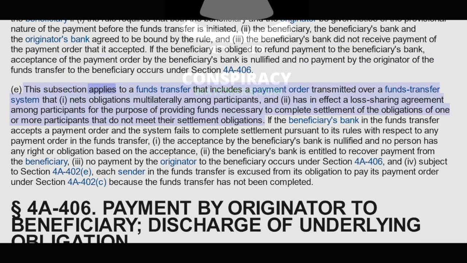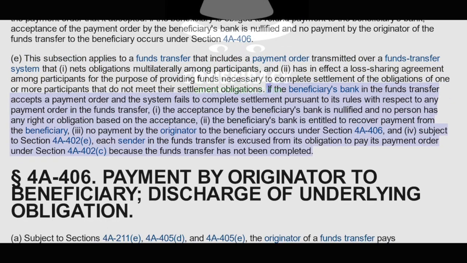This subsection applies to a funds transfer that includes a payment order transmitted over a funds transfer system that nets obligations multilaterally among participants, and has in effect a loss-sharing agreement among participants for the purpose of providing funds necessary to complete settlement of the obligations of one or more participants that do not meet their settlement obligations. If the beneficiary's bank in the funds transfer accepts a payment order and the system fails to complete settlement pursuant to its rules with respect to any payment order in the funds transfer, the acceptance by the beneficiary's bank is nullified and no person has any right or obligation based on the acceptance. The beneficiary's bank is entitled to recover payment from the beneficiary.